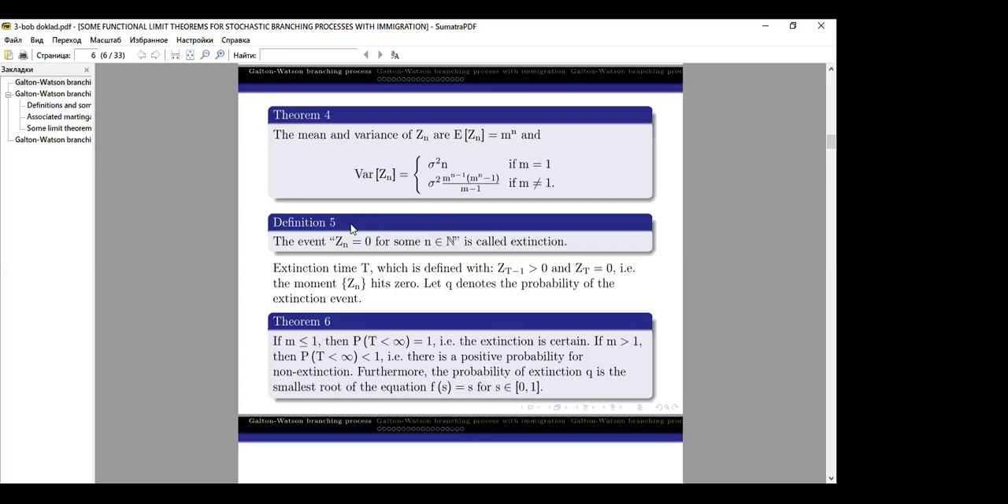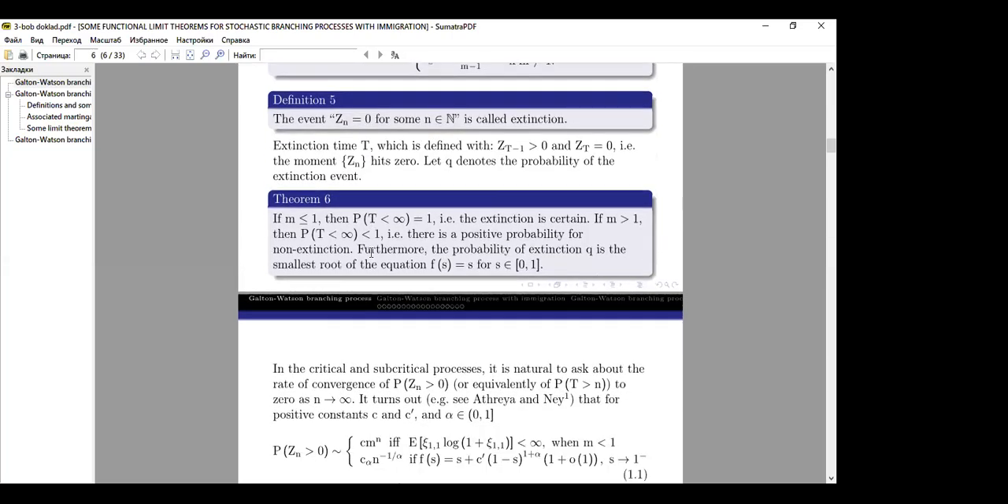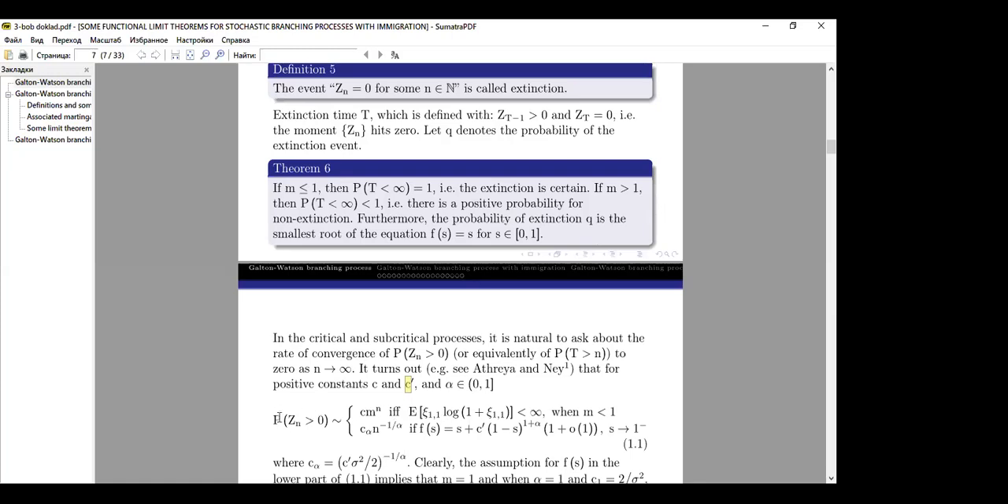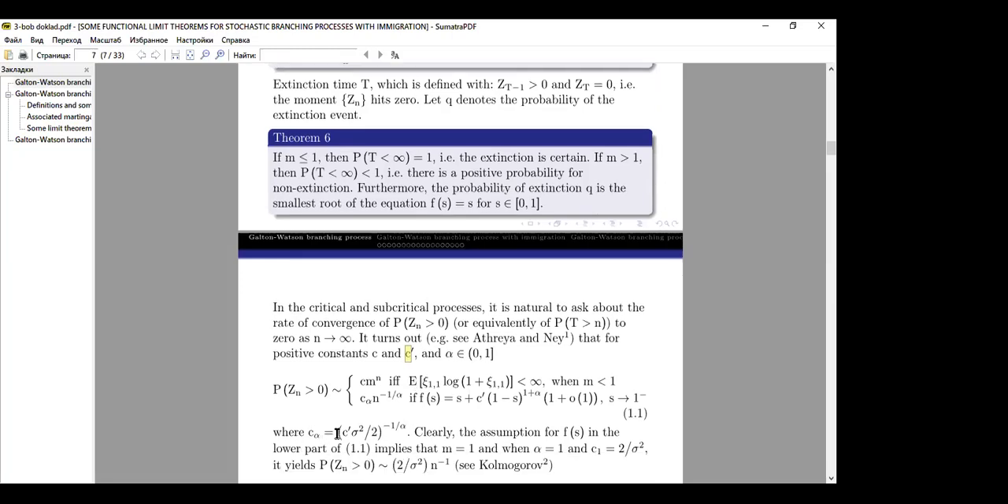These theorems are well known, and one can find them, for example, in the books of Sevastyanov and Harris and so on. They are classical results. And there is a very interesting question: what will happen if we consider the critical and subcritical process? It's natural also to ask about the rate of convergence of this probability. This probability is equivalent to this one. It turns out that there are two positive numbers s and a number alpha from (0,1) such that this probability is equivalent to two different expressions in two cases, where S alpha is defined as follows.